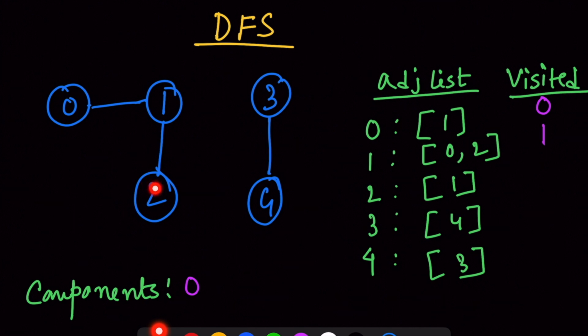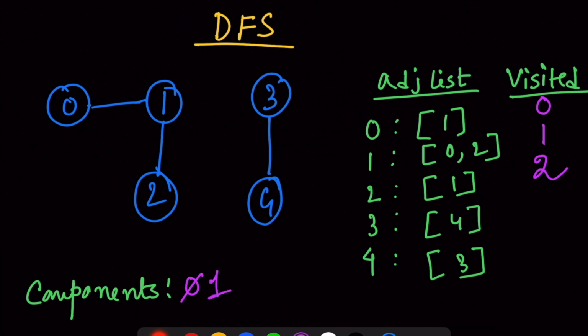I will do DFS on 2. Here I will just add 2 in my visited set. So we'll go to the neighbors of 2. 2 has only one neighbor, 1, but that is in the visited set. So we'll not do DFS any further. So we stopped here, right? When we started from 0, we traversed all this and we got one component. As soon as we are done with one component, we can just increment our component counter by 1.